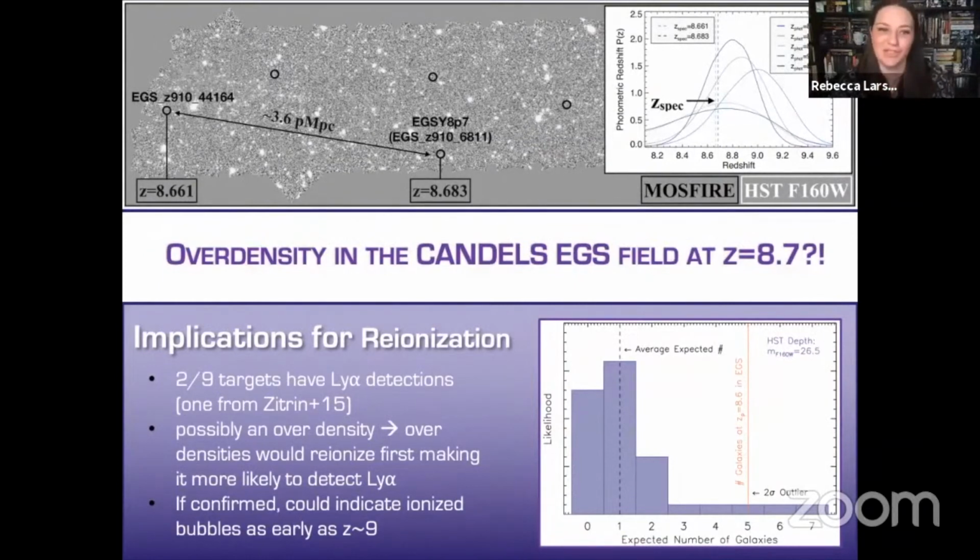We have a detection of Lyman alpha at redshift 8.7, and that's very exciting. But probably the more exciting part is that it's located physically really close to another object that's detected at that same redshift. And so if we actually look into our sample, we have what seems to be an overdensity by a factor of 5 of galaxies at redshift 8.7 in the EGS field. And so we want to know how that has implications on reionization.